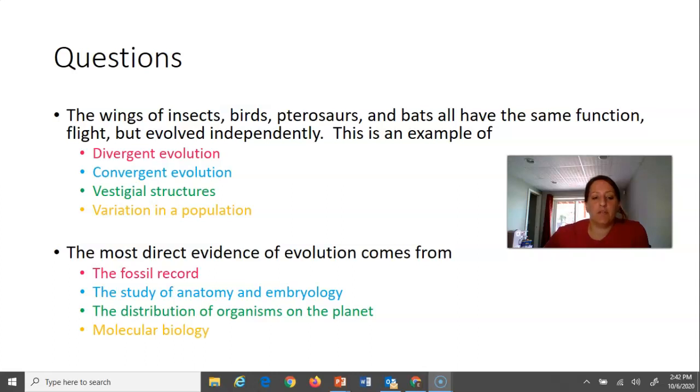Next question. The most direct evidence of evolution comes from the fossil record, or from the study of anatomy and embryology, or the study of the distribution of organisms on the planet, or biogeography, or from molecular biology? The most direct evidence of evolution.